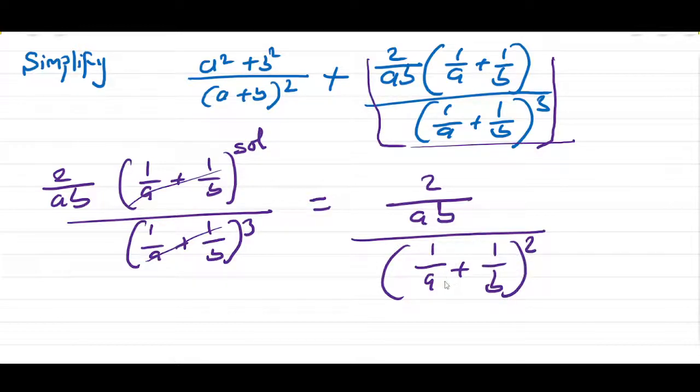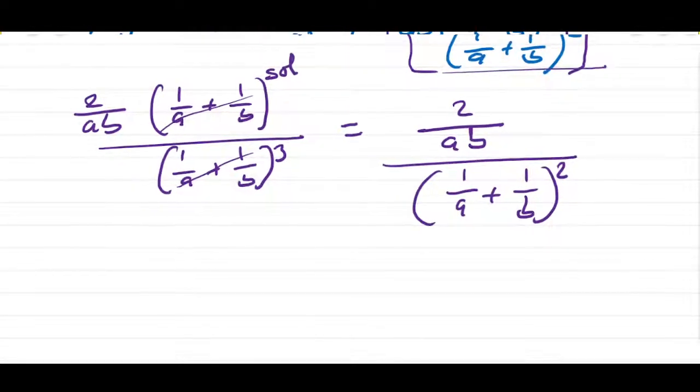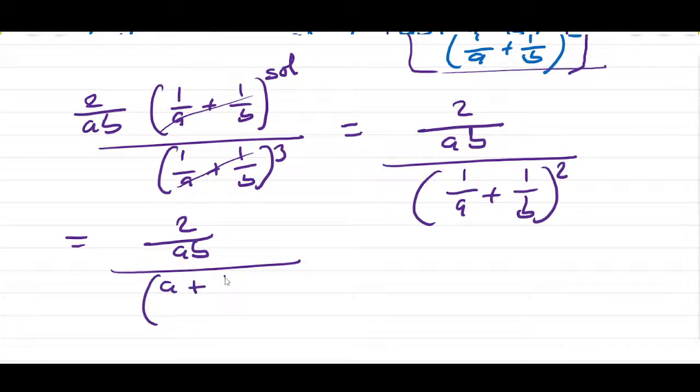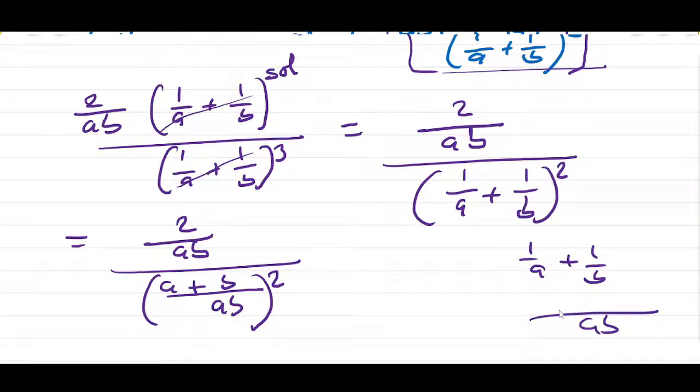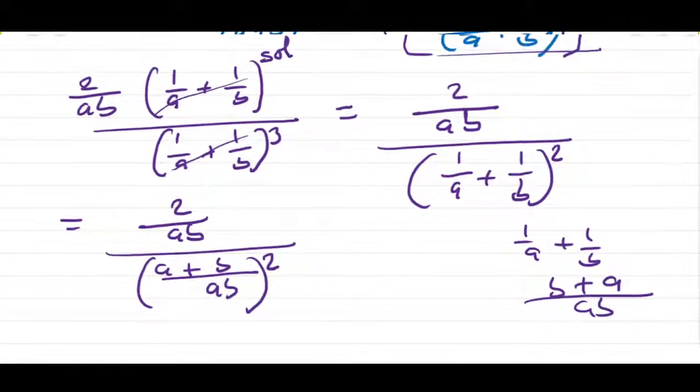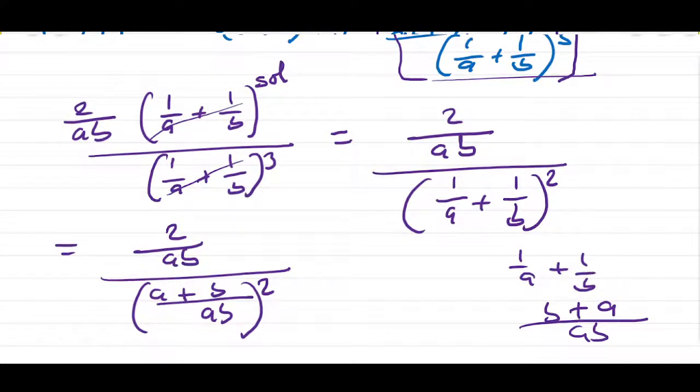But first of all, I have to simplify the inner term. So this will be equal to 2 over ab. Here we'll be having a plus b all over ab, all of them raised to the power of 2, because 1 over a plus 1 over b, the LCM is just ab, and then we'll be having here b, then we're having here a, but then we can see that as a plus b since it's better for us.